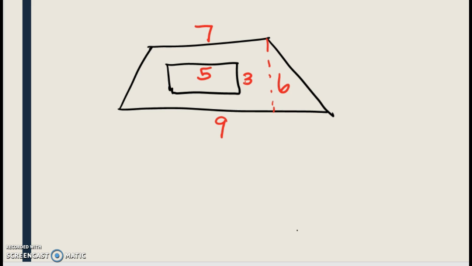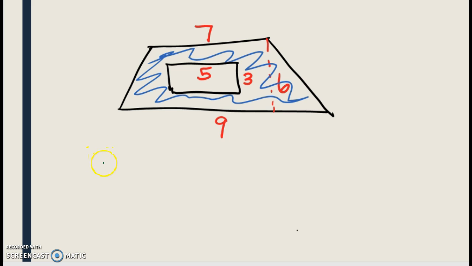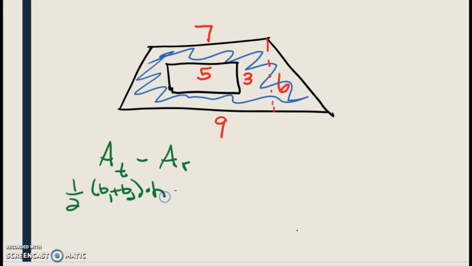Go ahead, take 4 or 5 minutes, and I want you to solve. We want the area of this blue region out here. That's what we're looking for. So our formula here is going to be to take the big shape, which is the trapezoid, and subtract the area of a rectangle. So I have 1/2 base 1 plus base 2 times h minus a rectangle, which is just base times height.